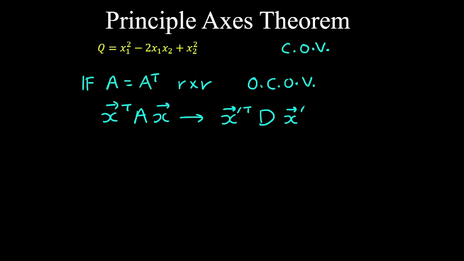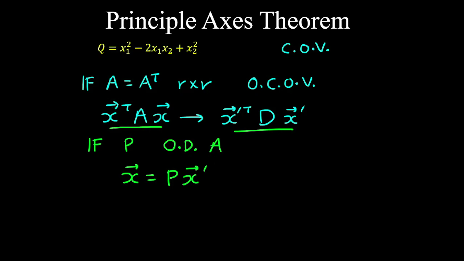So essentially, if a matrix P orthogonally diagonalizes A, then the change of variable x is equal to P x dash in this quadratic form yields this quadratic form.